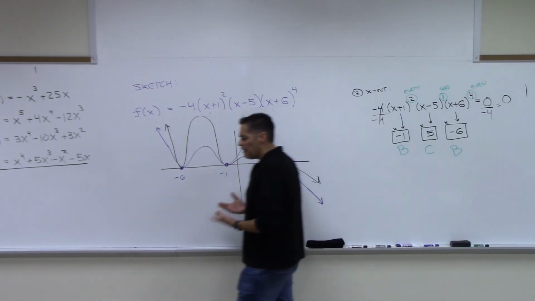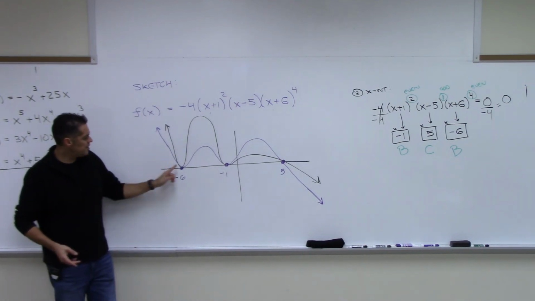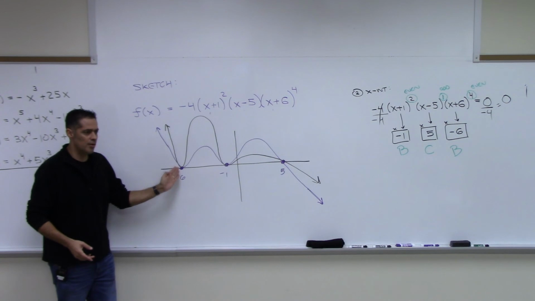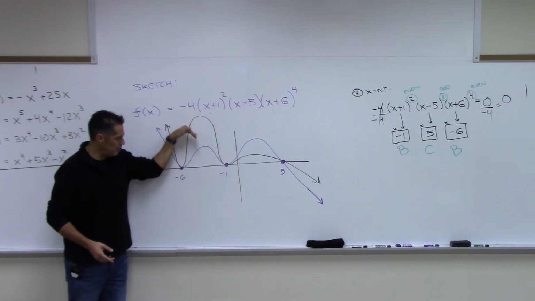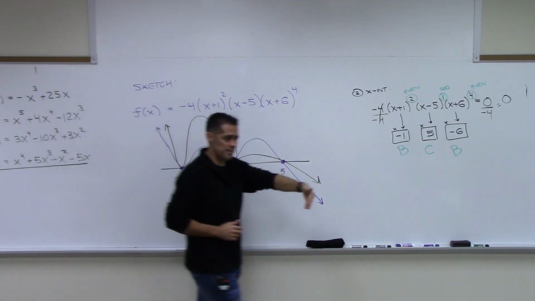Just make sure that your final picture is smooth and curved. Notice these are not V's, right? I'm not coming down drawing a straight line, with a straight line, with a straight line. Everything has to be smooth and curved. That's the way polynomial functions behave.